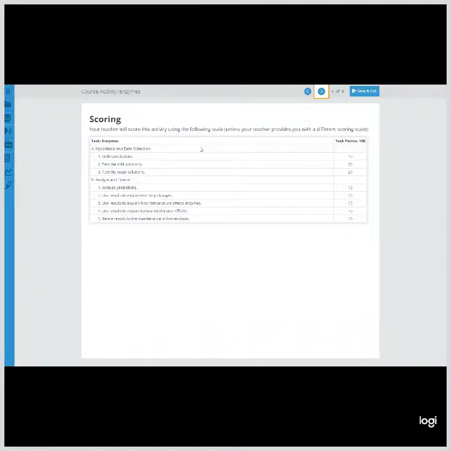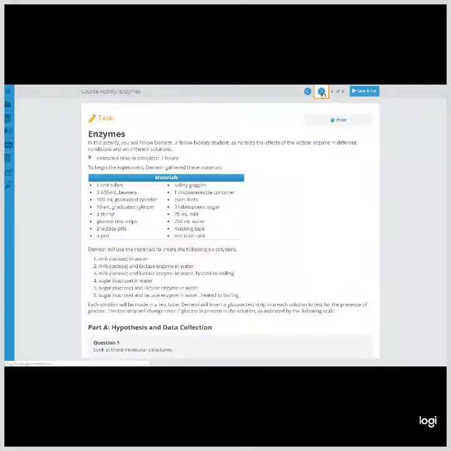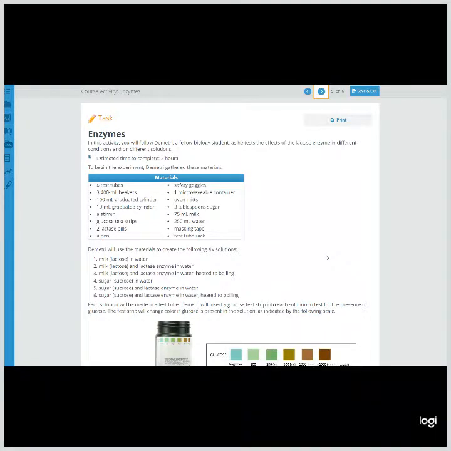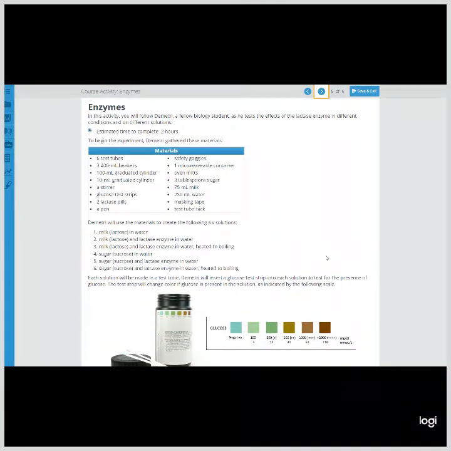So right here is just the breakdown of how you'll be scored. In this activity, you'll follow Dimitri, a fellow biology student, as he tests the effects of lactase enzymes in different conditions on different solutions. This should take about 2 hours to complete. It could take a little bit less, could take a little bit more.